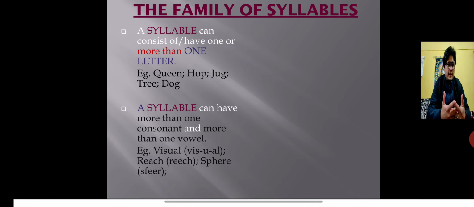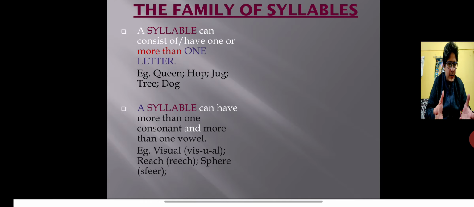Now, the first example quoted here is queen. If you see queen here, you see a double E. We're not talking about any consonants out here. We are only heading to the double E used here. Those are two vowels used together. But what is the sound that you hear? It's a double E, that is a stretched E. So a syllable gives you one sound, but it's using two letters.